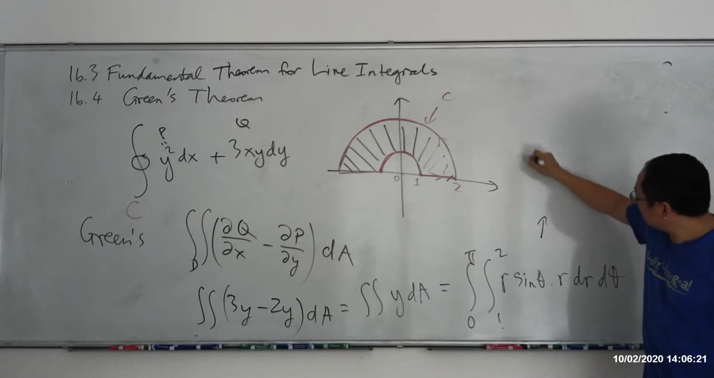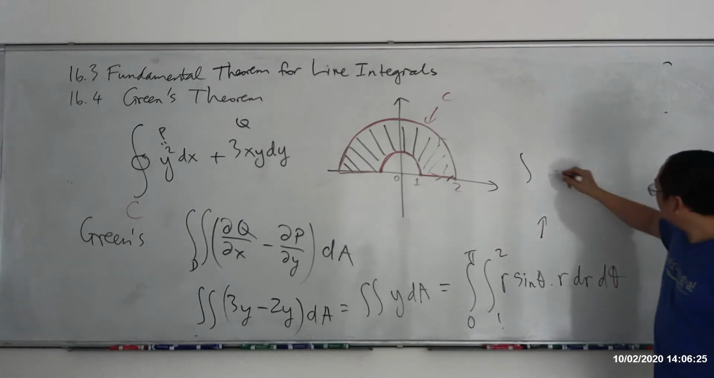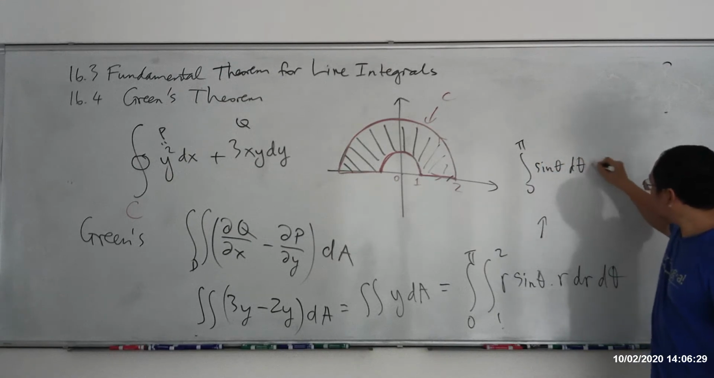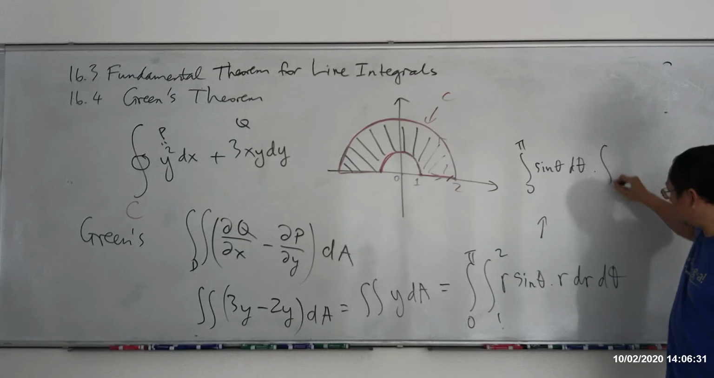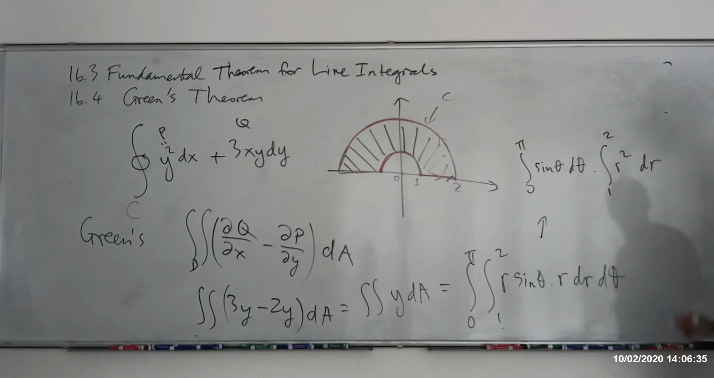Is this integral separable, right? So it's the integral of sine theta from 0 to pi d theta times the integral of r squared running from 1 to 2 dr. And this is 1/3 r cubed from 1 to 2.